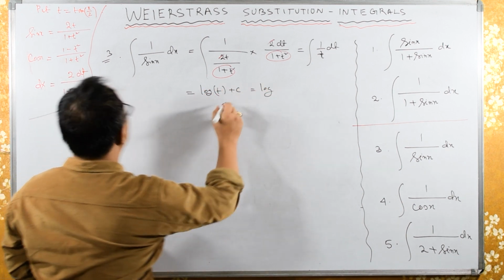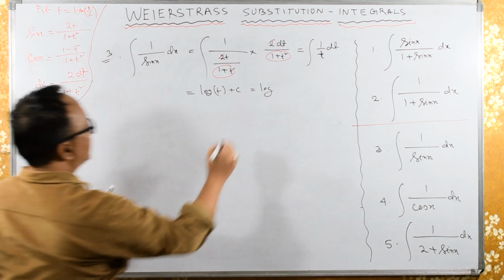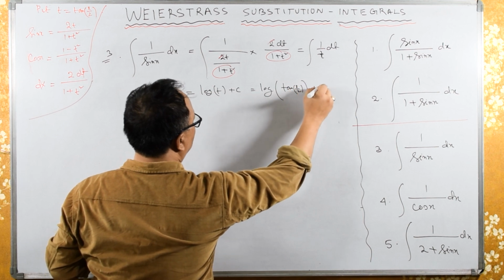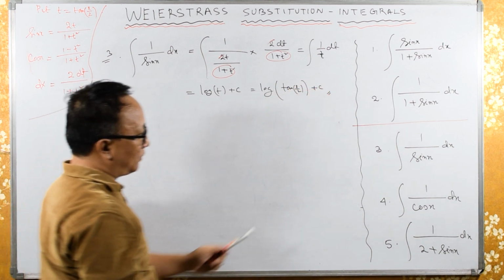What is t? T is tan x by 2. Log of tan x by 2 plus c. This is the required answer for question number 3.